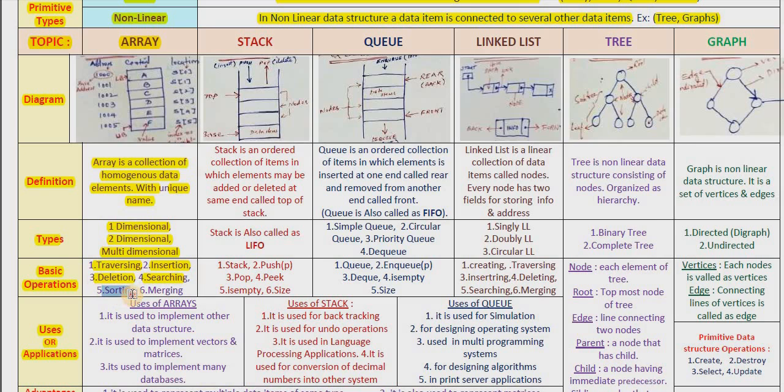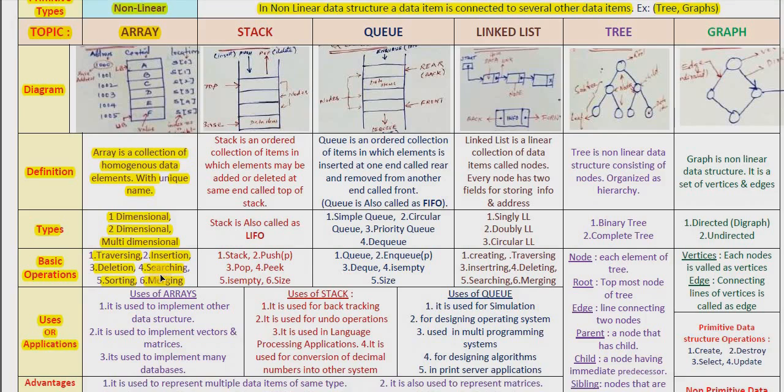Then sorting. What is sorting? Sorting is nothing but arranging the data in ascending order or descending order. Then merging. What is merging? Merging means converting two cells into a single cell.